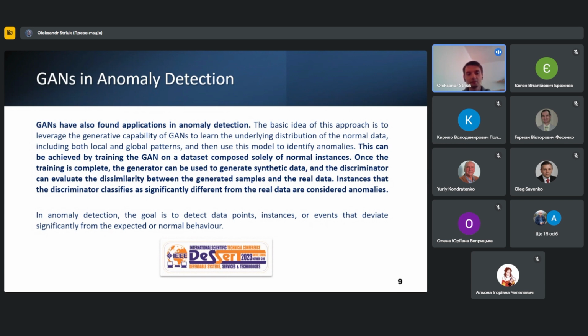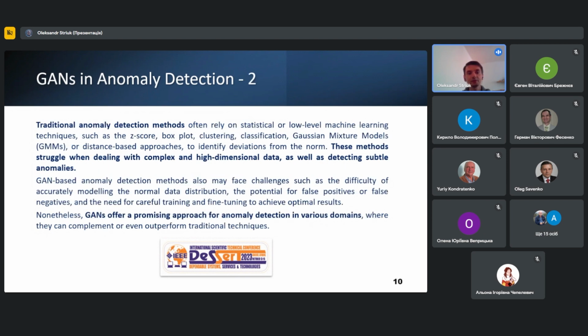In anomaly detection, the goal is to detect data points, instances, or events that deviate significantly from the expected or normal behavior. Traditional anomaly detection methods often rely on statistical or low-level machine learning techniques such as z-score, box plot, clustering, classification, Gaussian mixture models, or distance-based approaches to identify deviations from the norm. These methods struggle when dealing with complex and high-dimensional data, as well as detecting subtle anomalies.